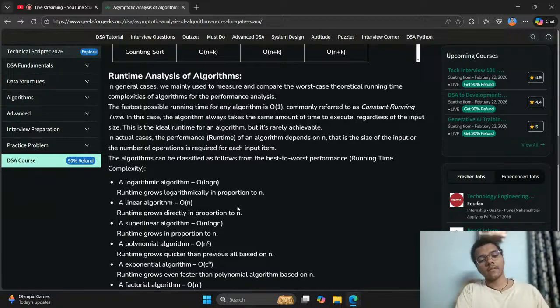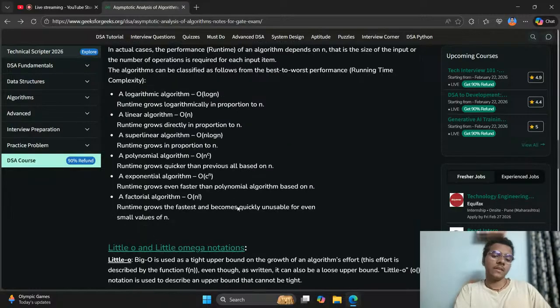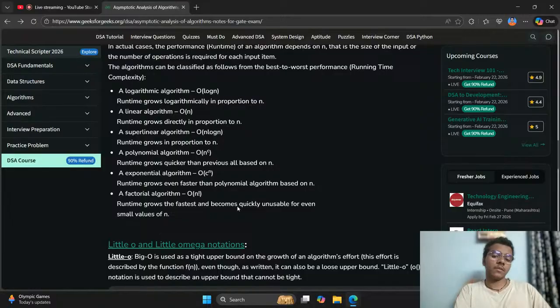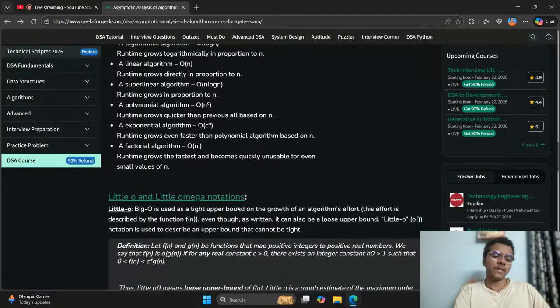In actual cases, the performance runtime of an algorithm depends on n, that is the size of the input, or the number of operations required for each input item. The algorithms can be classified as follows from the best to worst performance running time complexity. A logarithmic algorithm of log n runtime grows logarithmically in proportion to n. A linear algorithm, a superlinear algorithm, a polynomial, an exponential, a factorial algorithm.